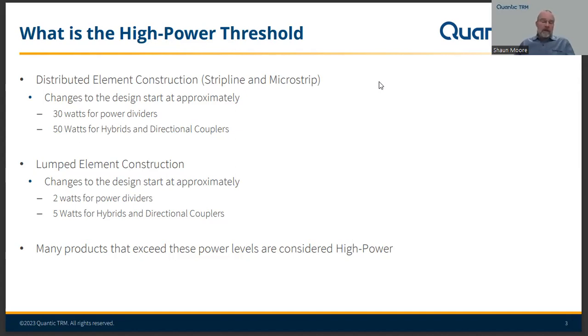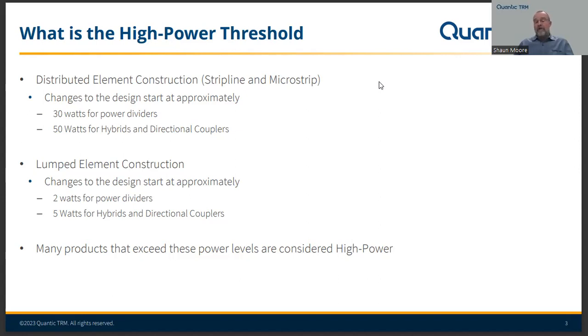Now, for lumped element technology, which is where we use wire wound ferrites and capacitors to create the circuit elements, and this is used primarily for much lower frequency components, typically between kilohertz frequencies up to about 2 megahertz. It's a great construction technique because the components are fairly compact. However, the power limit on the standard components is much lower. That's right around 2 watts for power dividers, maybe 5 watts for a directional coupler.